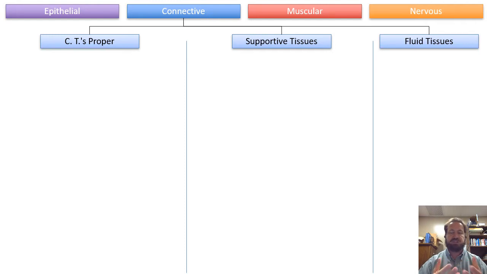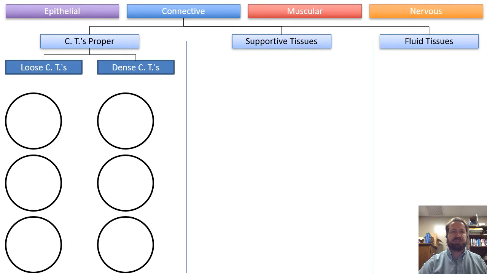Supportive tissues are tissues that can support your weight. So these are the skeletal tissues, cartilage and bone. And then fluid tissues, of course, are the tissues that are actually made of fluid. For example, blood. And you can think of blood as a connective tissue in that as blood travels from one organ to another, it is sort of connecting the two. Okay. So let's introduce the connective tissues proper.